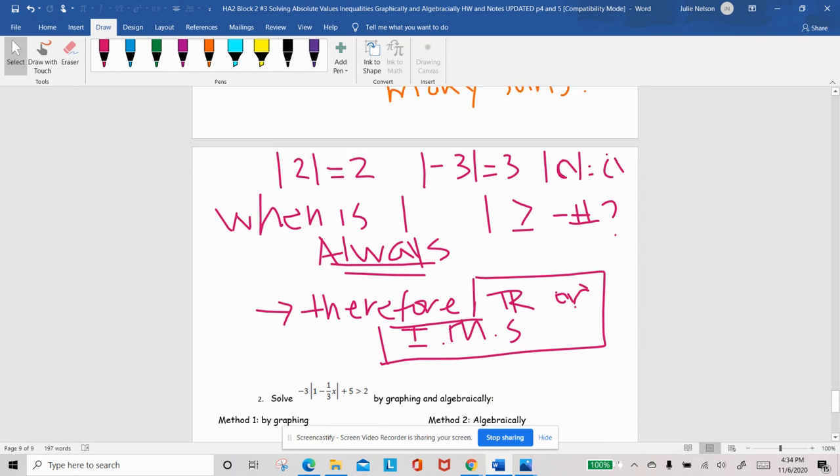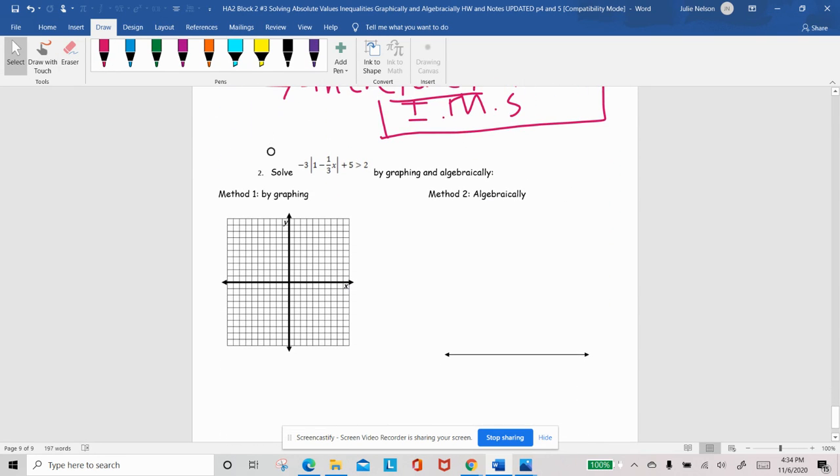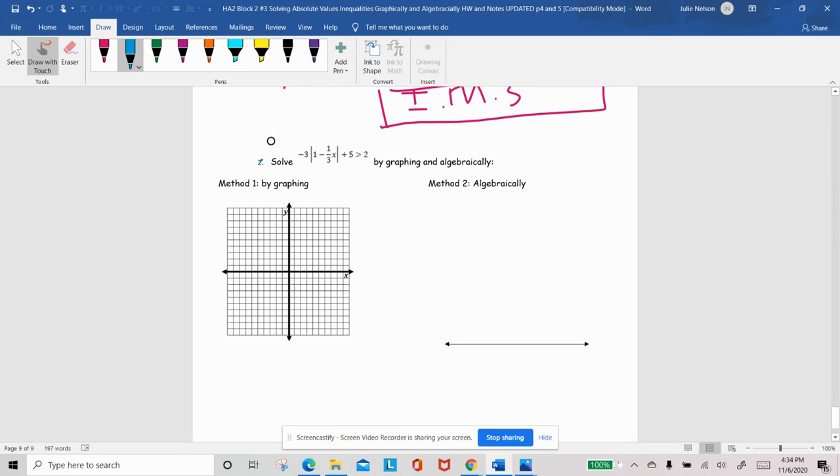So let's take a look at the next one, number 3. In this case, we have negative 3 times the absolute value of 1 minus 1/3 x plus 5 is greater than 2. So I'm going to go ahead and graph my absolute value function. I want to graph my linear inequality. I'm going to do the linear inequality first, just because I think it's easier. So g of x is greater than 2.